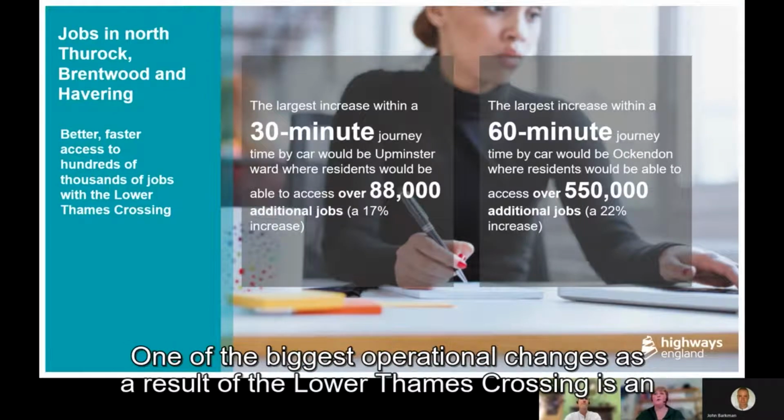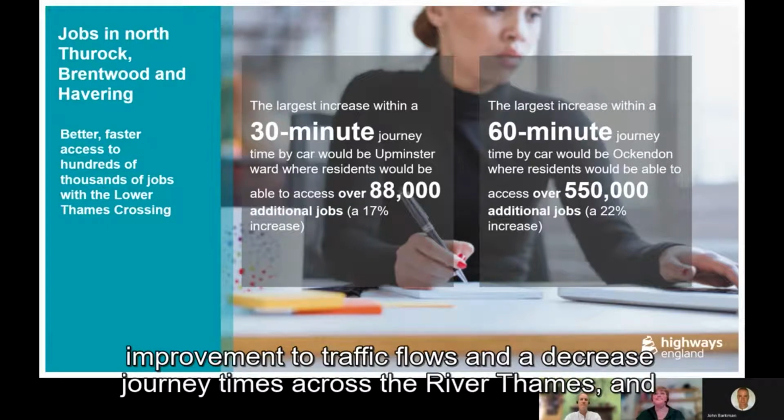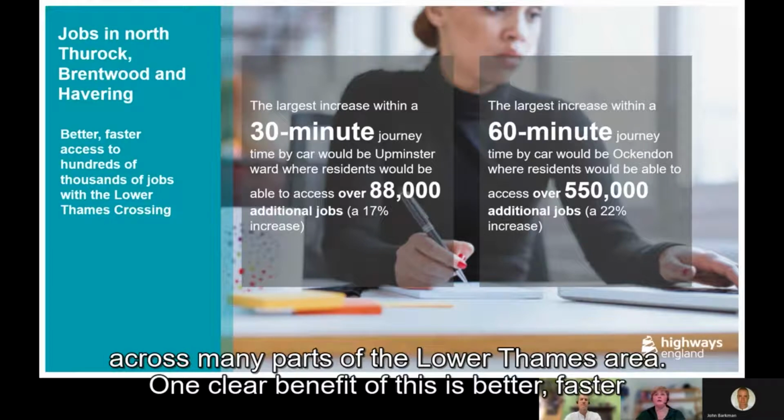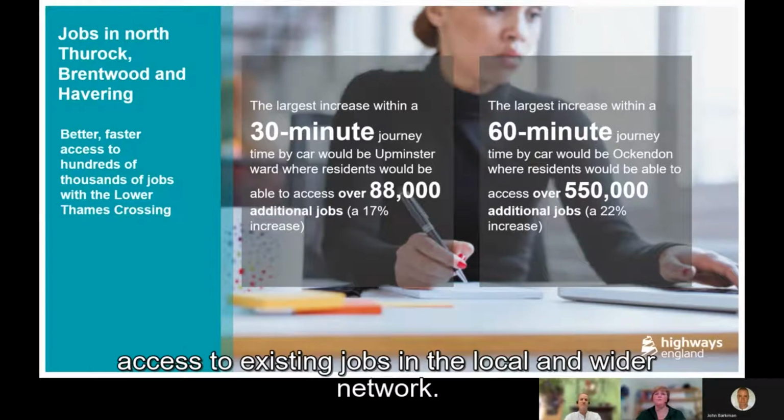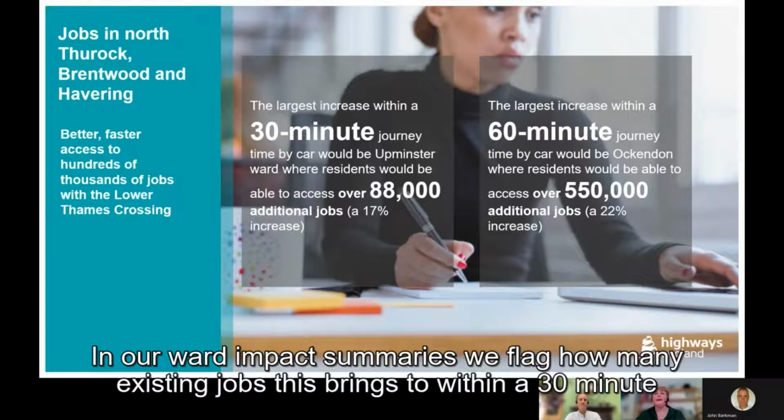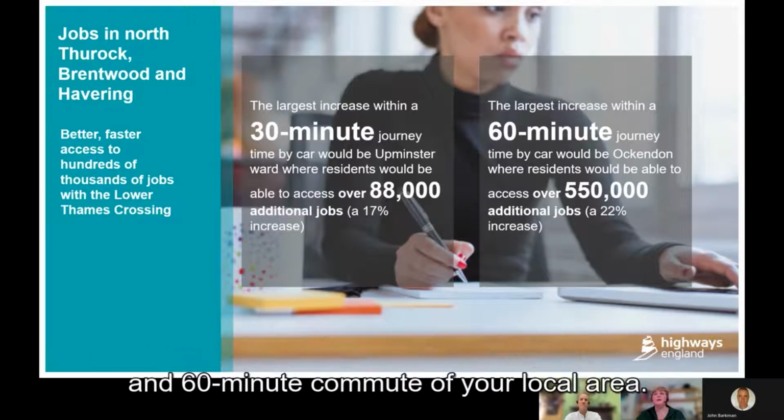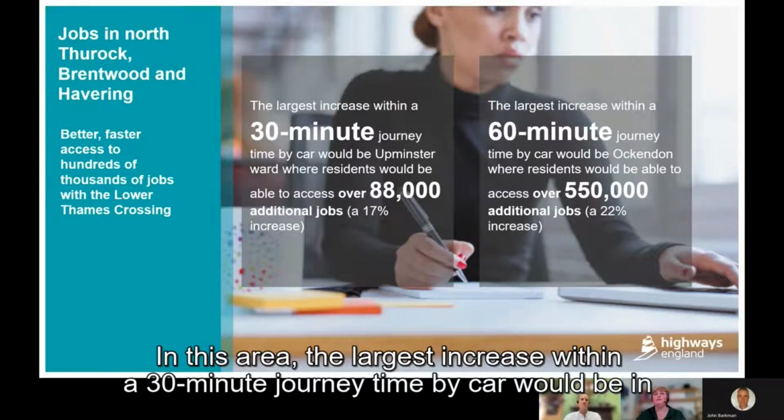One of the biggest operational changes as a result of the Lower Thames Crossing is an improvement in traffic flows and a decrease in journey times across the River Thames and across many parts of the Lower Thames area. One clear benefit of this is better, faster access to existing jobs in the local and wider network. In our ward impact summaries, we flag how many existing jobs this brings within a 30 or 60-minute commute of your local area.